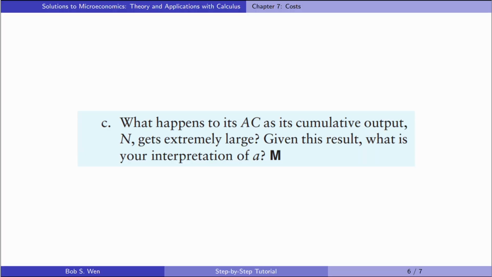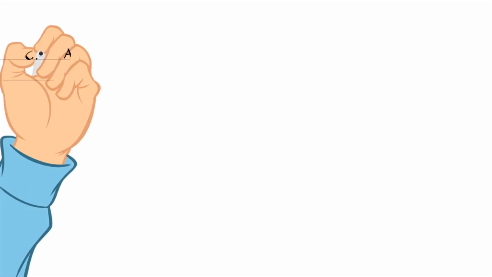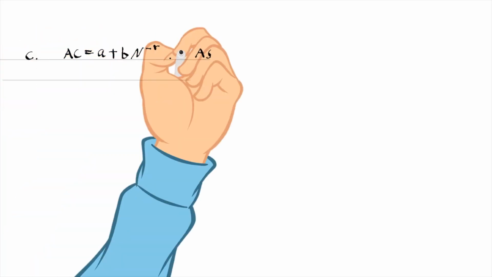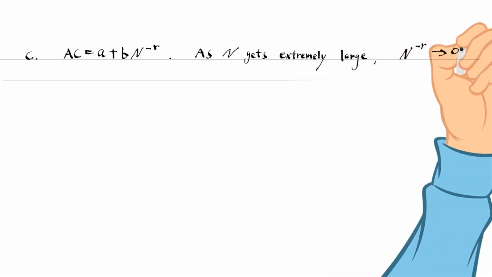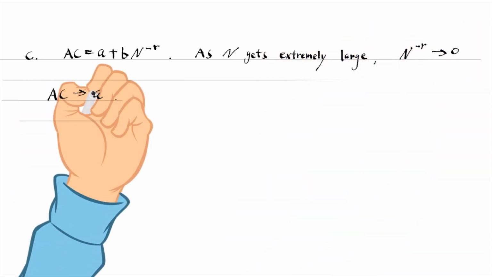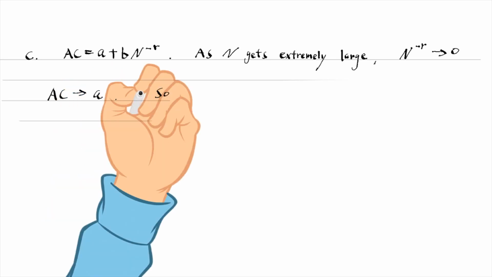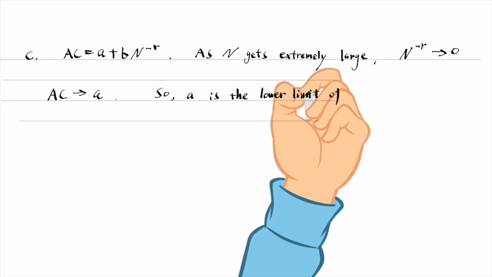In part C, what happens to its average cost as its cumulative output N gets extremely large? Given this result, what is your interpretation of A? As output N gets extremely large, N to the power minus R approaches 0. The average cost approaches parameter A. So A is the lower limit of the average cost.